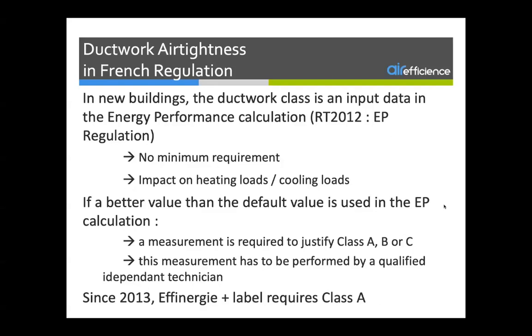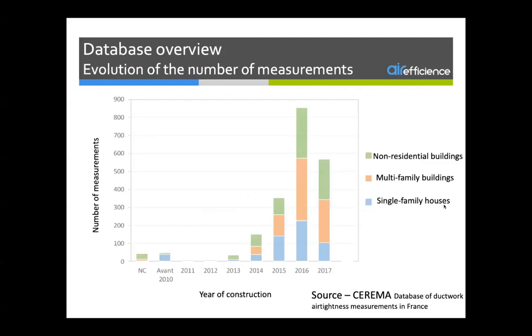Since 2013, in France, there is a label, F Energy Plus label, and since 2013, F Energy Plus label requires a class A. This figure shows the evolution of the number of measurement. As you can see, since 2013, the number of measurement has increased.